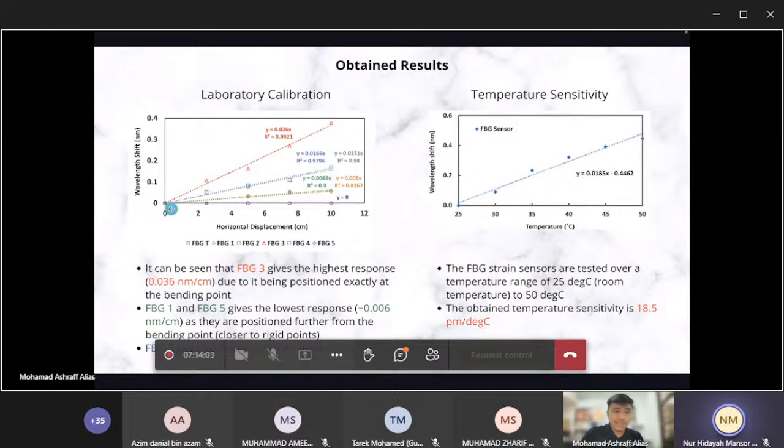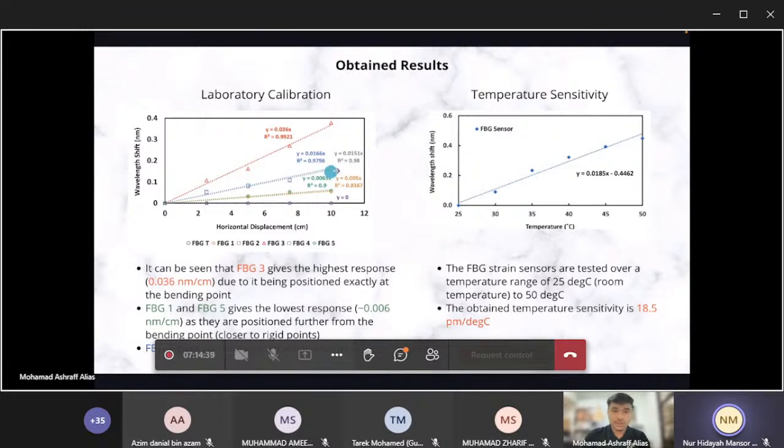As you can see here, the response obtained by FBG3, because it is placed at the center of the pipe, meaning it is at the bending point of the pipe, will have the highest response of 0.036 nanometers per centimeter, because it is positioned exactly at the bending point. This also shows that because it is at the bending point, the Bragg wavelength shift is the highest compared to the other FBGs.